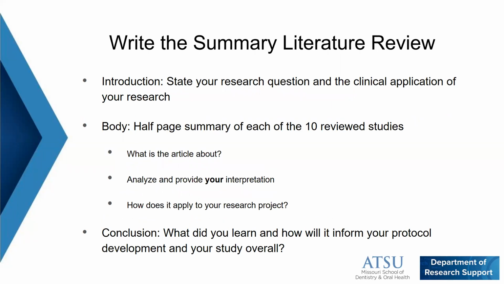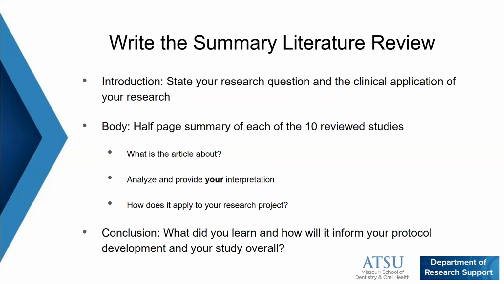As part of the requirement for your D3 research project, you have to write a summary literature review. I have left this requirement for the end of the module because the main focus of the literature review should be to help you develop your study protocol. So what are the parts of the written literature review? First, you need an introduction. It should state your PICO question and specify the clinical application of your research study.